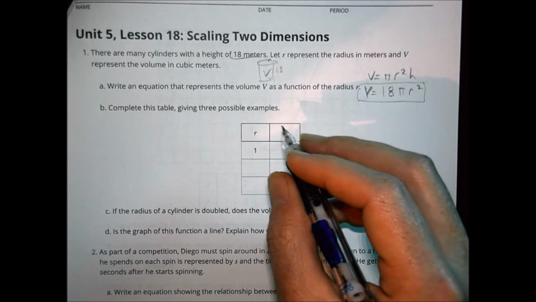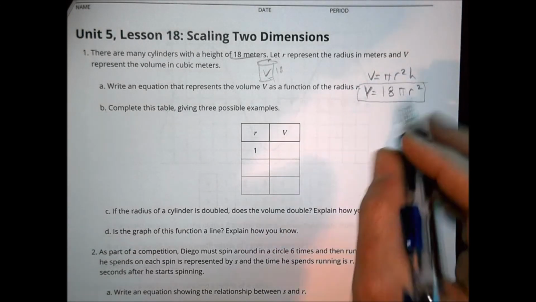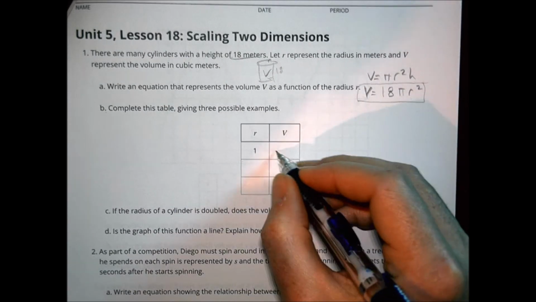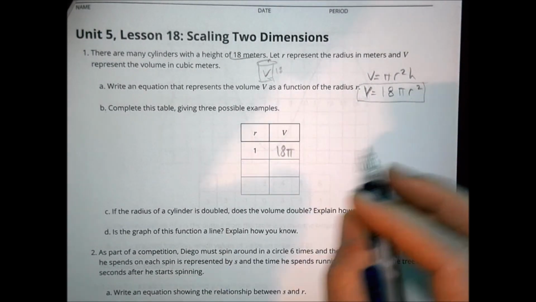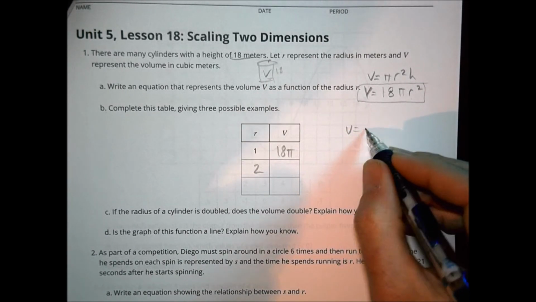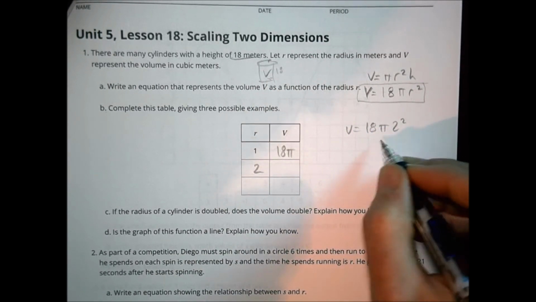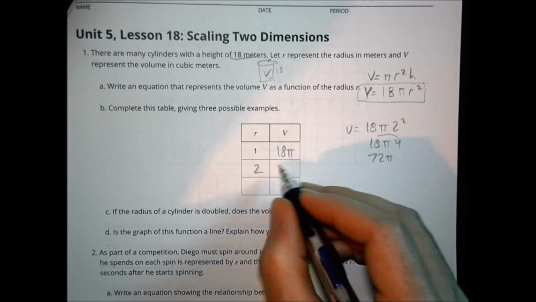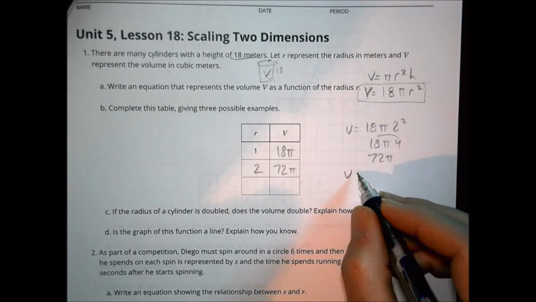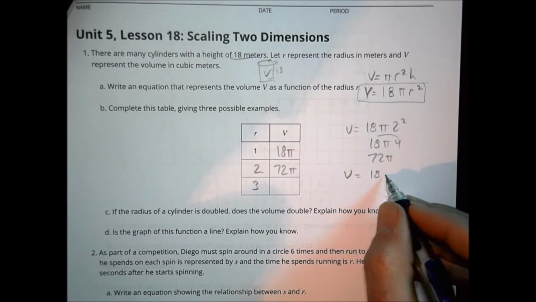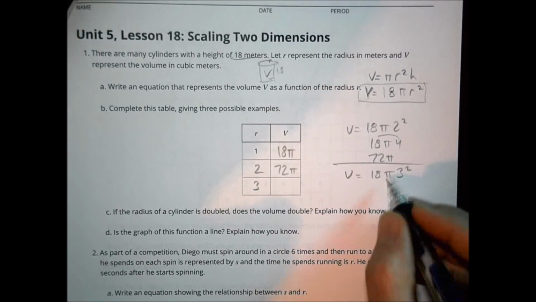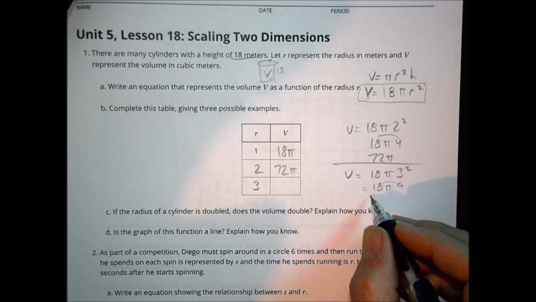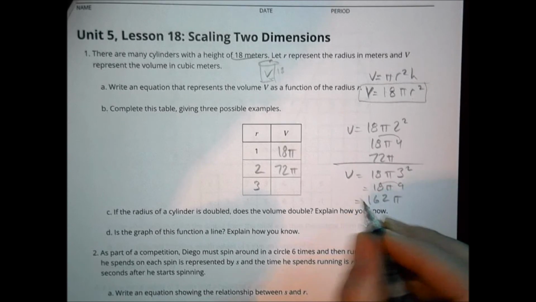So the volume depends upon the radius. Complete this table giving 3 possible examples. All right, so knowing we have that equation, if the radius is 1, then that becomes 18 pi. No problem. If the radius is 2, then volume equals 18 pi times 2 squared. 2 squared is 4, and 4 times 18 is 72 pi. All right, now what happens if we do 3? 3 becomes 18 pi times 3 squared, and 3 squared is 9. 18 pi times 9, and 18 times 9 is 162, and pi stays where it is.